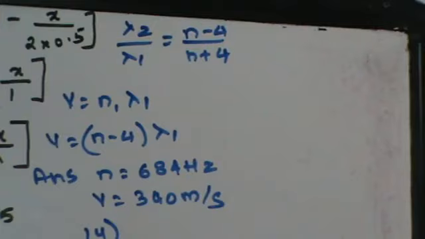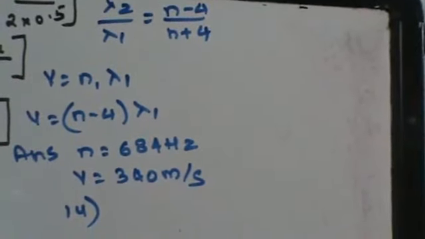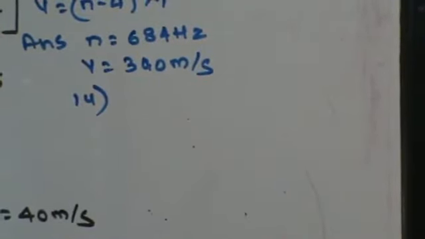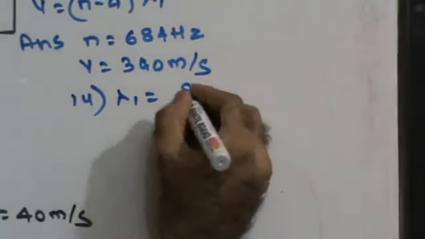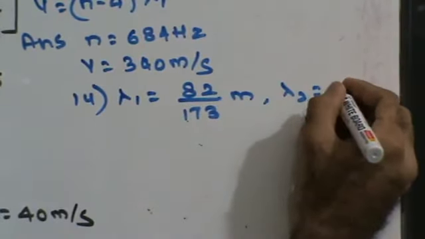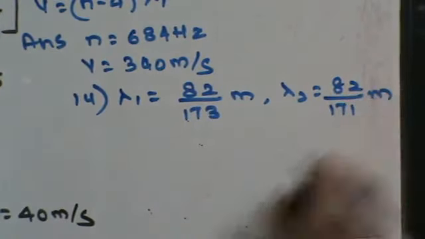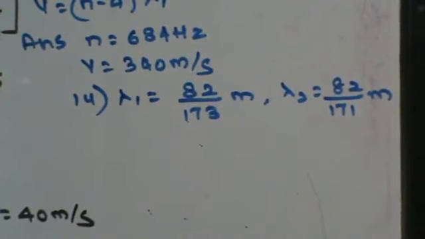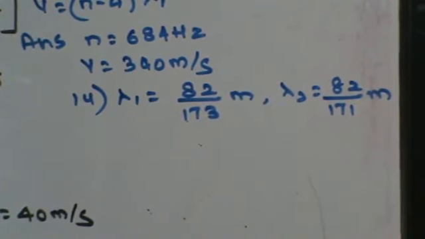Wavelength of two sound waves in air are 82 upon 173 meters and 82 upon 171 meters. They produce 9 beats per second. Calculate the velocity of sound in air.